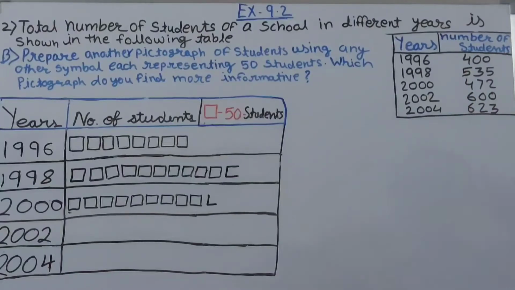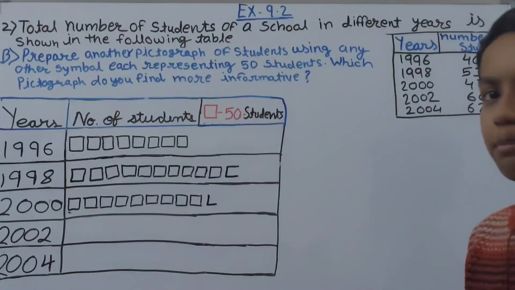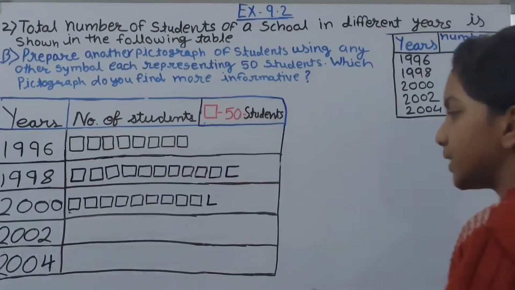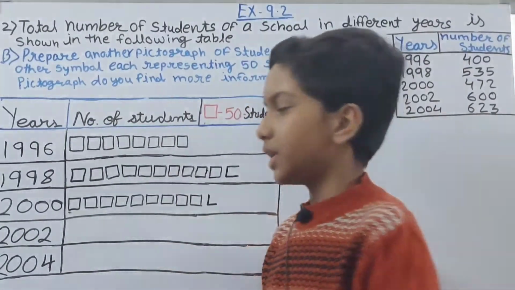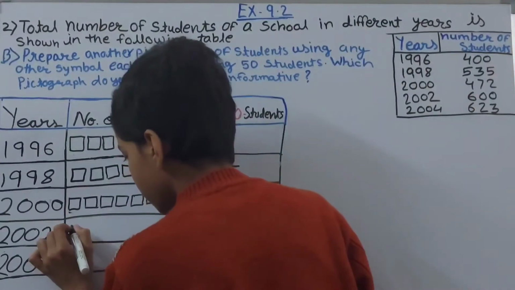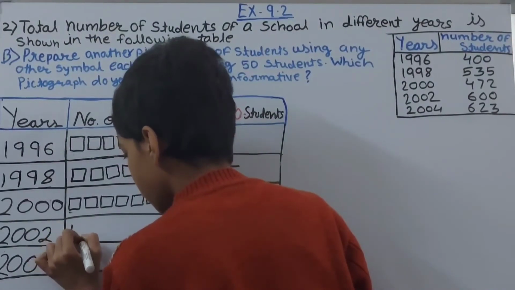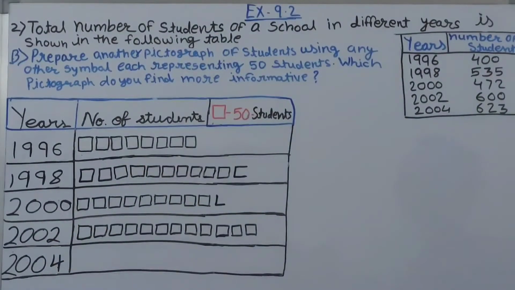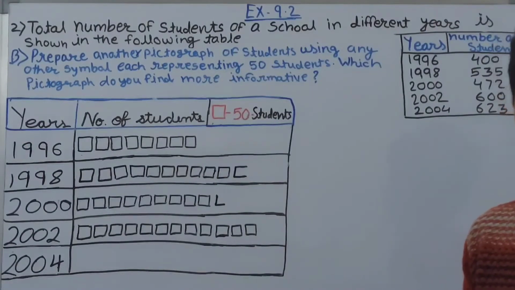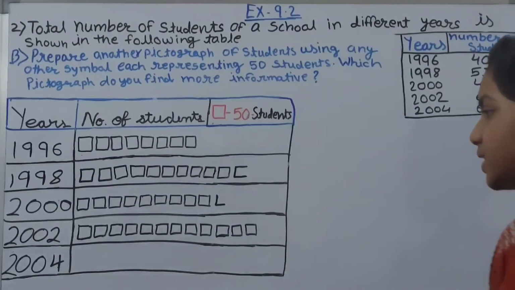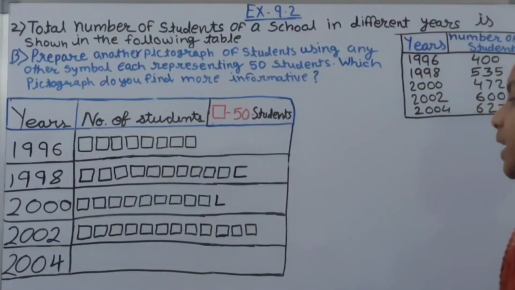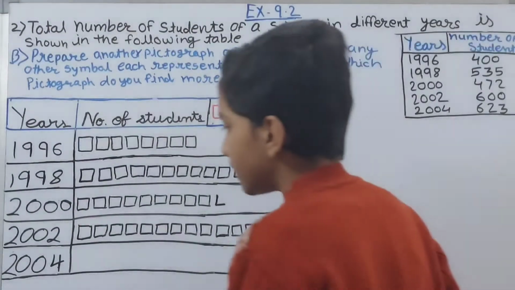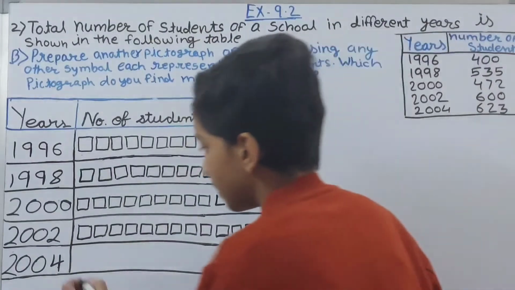Now the next one here is 600. So now this is very easy. We just have to make 12 complete figures for this, because 600 divided by 50 will give us 12. Now the next year is 2004, in which there are 623 students. So first here we will make 12 complete symbols that will represent 600 students.